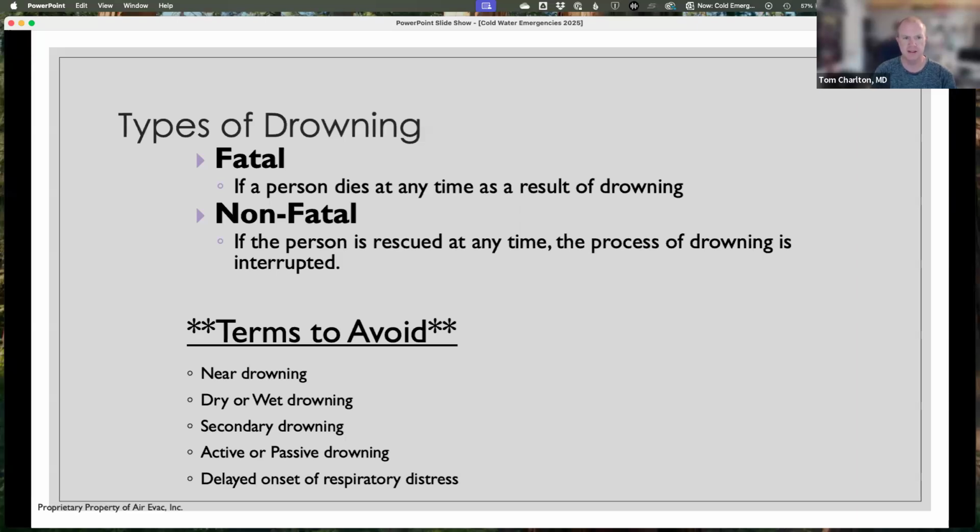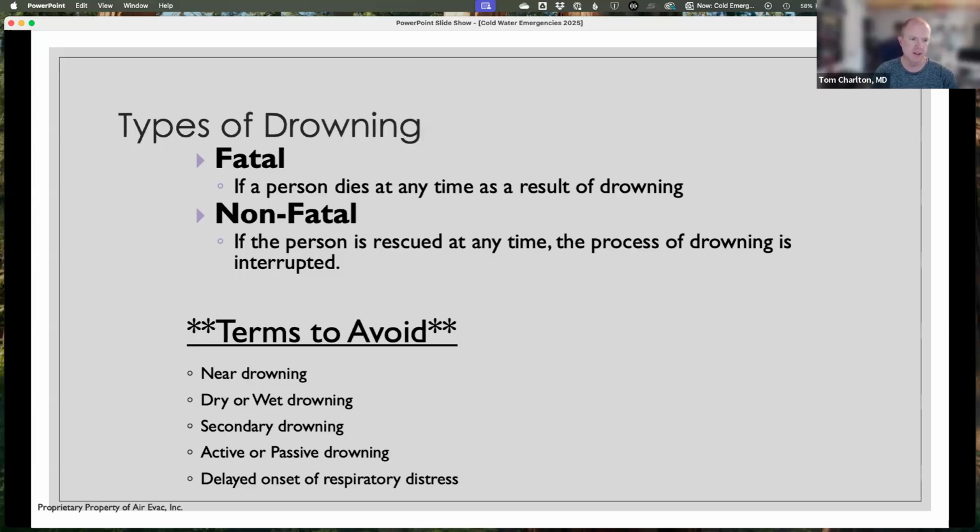So fatal is obviously if the person dies as a result of their drowning, okay? And fatal drownings can occur even months after the actual drowning event. So if the person dies from complications that resulted from the drowning, it is still categorized as a fatal drowning. Non-fatal is if the person is rescued at any time, and that process is interrupted and they end up successfully surviving.